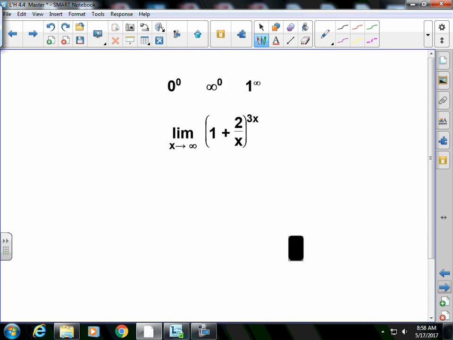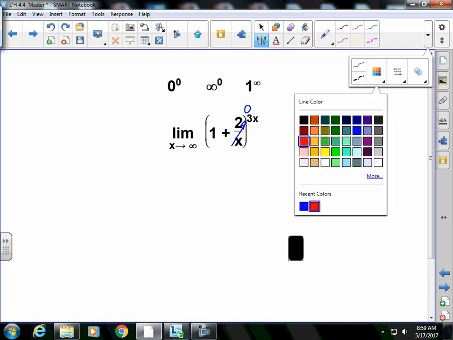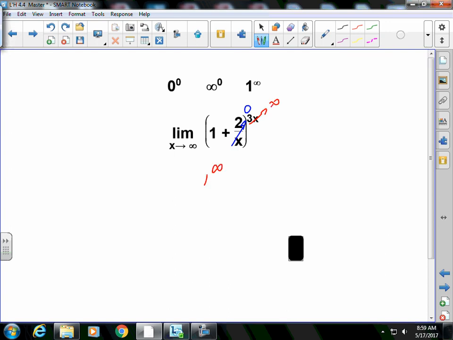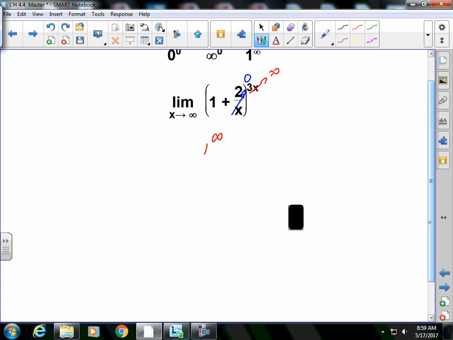Here's another to look at. As x approaches infinity, this part here goes to 0. This bit here, the 3x, goes to infinity. So I end up with a 1 raised to the infinity power. It's not necessarily 1. Remember, I'm getting closer and closer to 1, so I can't say this answer is 1. So how do I do this? This one has its own rules. I'm going to do this every single time.